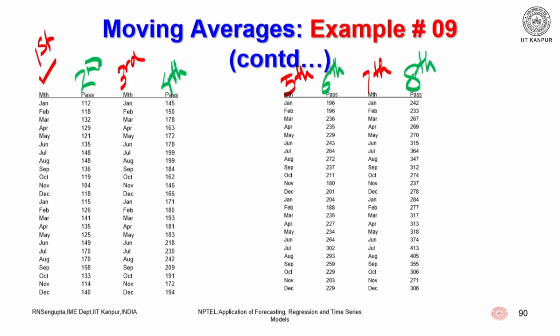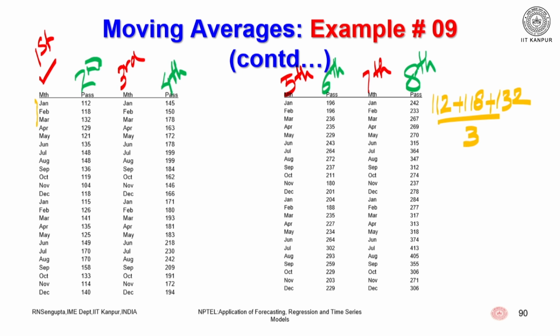Now, if I am talking about the moving average, we come to that later. If I want to find the 3-month moving average only once, in the case I consider January, February, March, and I will use a different color. For January, February, March, the values are 112 plus 118 plus 132, divided by 3, and I can find the values accordingly.